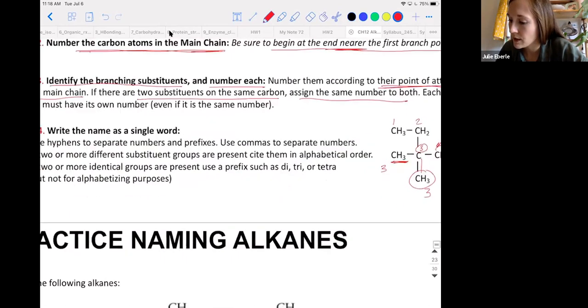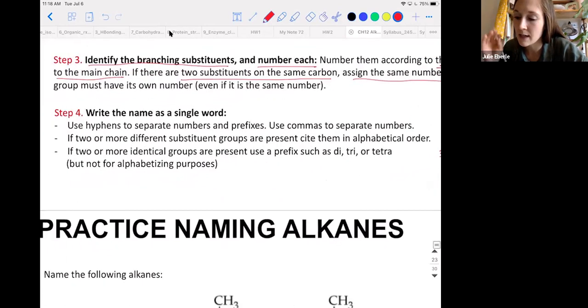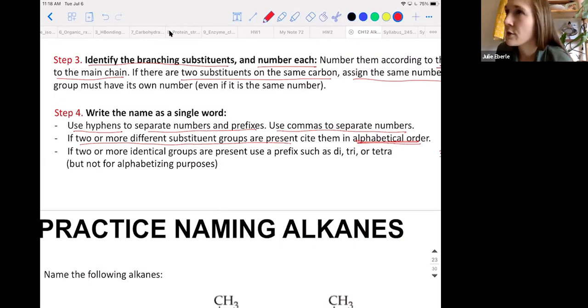Okay, so here's some helpful formatting tips when we're writing the name out. Use hyphens or dashes to separate numbers and prefixes. I'm gonna walk you through all this in a second. Use commas to separate numbers. If 2 or more different substituent groups are present, cite them in alphabetical order. So for example, ethyl would come before methyl because E comes before M. A sec-butyl would come after a tert-butyl, right? So on and so forth, then T, tert-butyl will come after sec-butyl, okay? So isobutyl would come before tert-butyl and things like that.